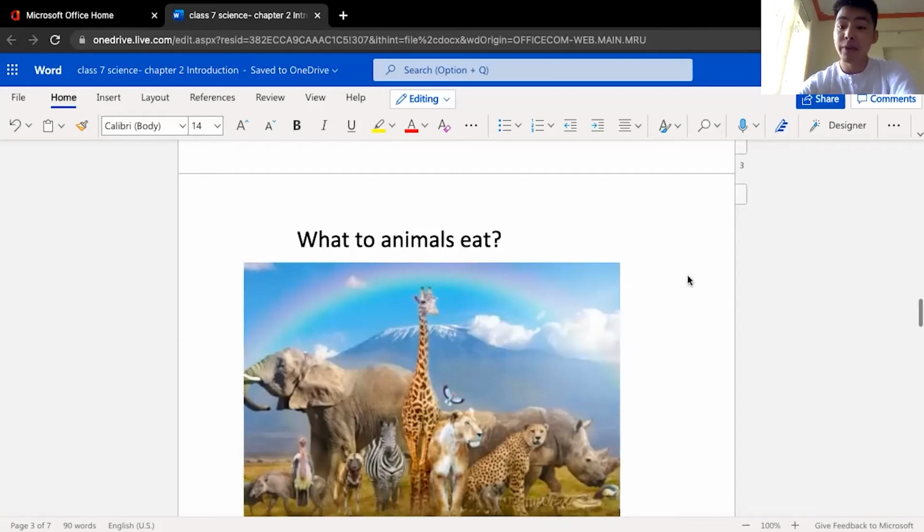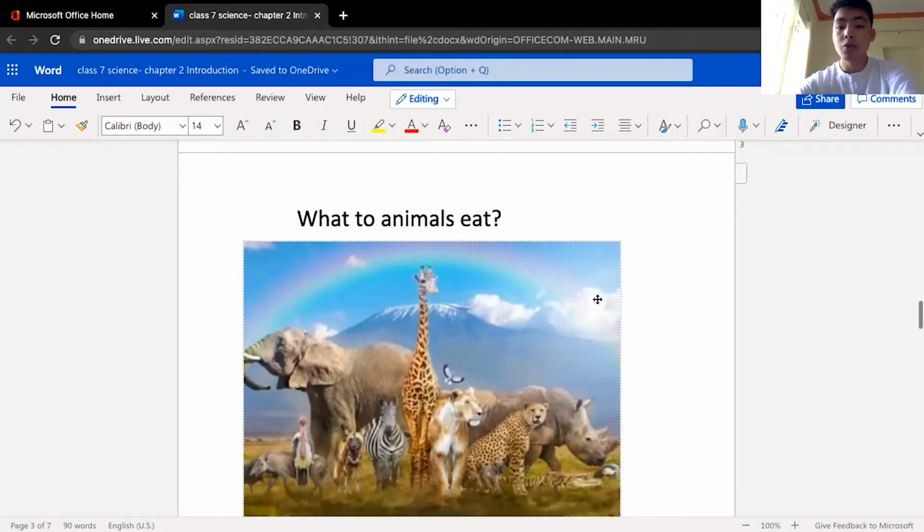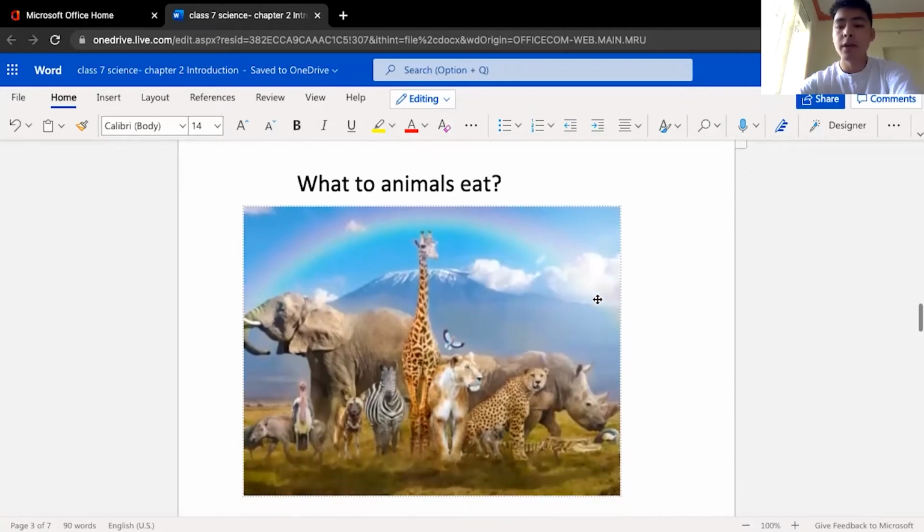So that is a little creepy, a bit weird, but that's only one way of nutrition. We're going to see more like this in upcoming chapters. Okay, so starting with what do animals eat.